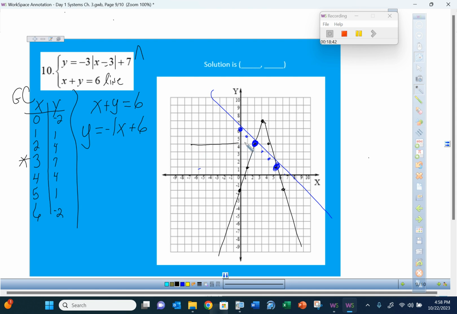Here's the first one, which looks like it's over 2, up 4. Here's my other one, which looks like it is to the right 5 and up 1.